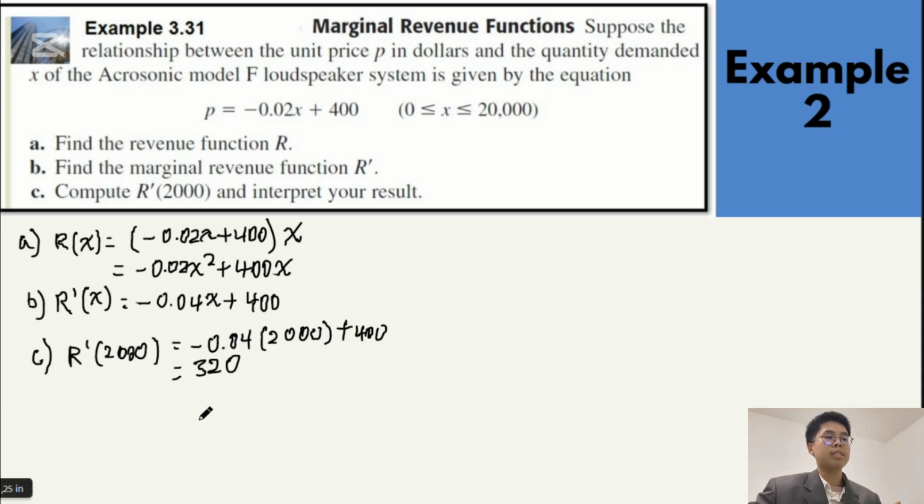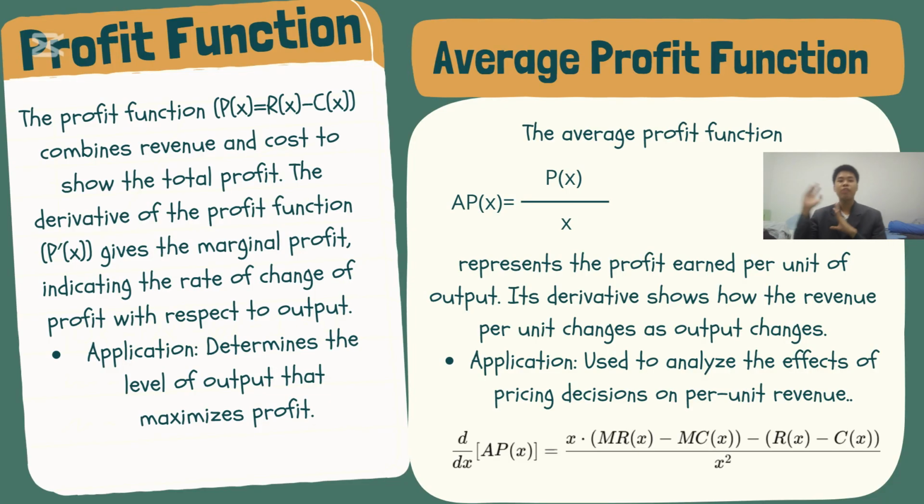So what we can know from this value is 320. When the quantity demanded is 2,000, the marginal revenue is 320. This means that producing and selling one more additional unit will increase the revenue by $320. Next, the profit function.